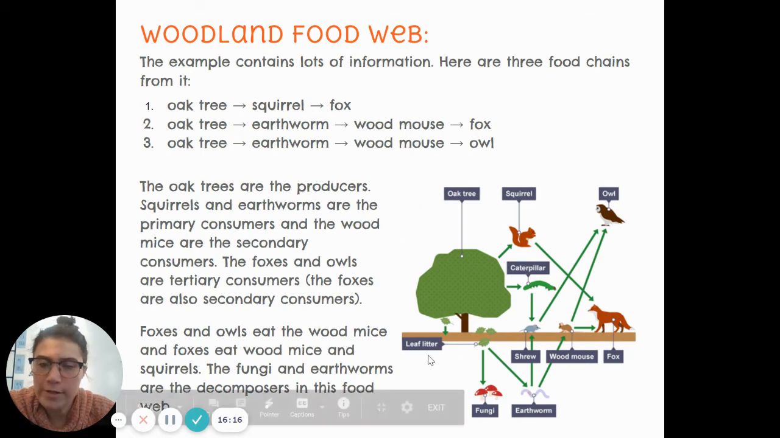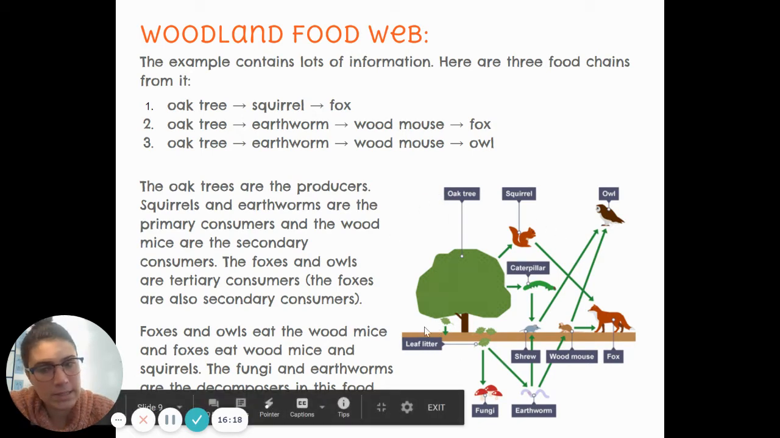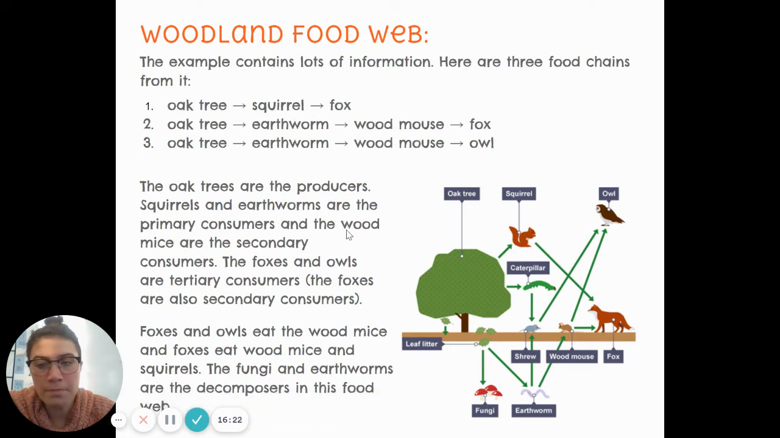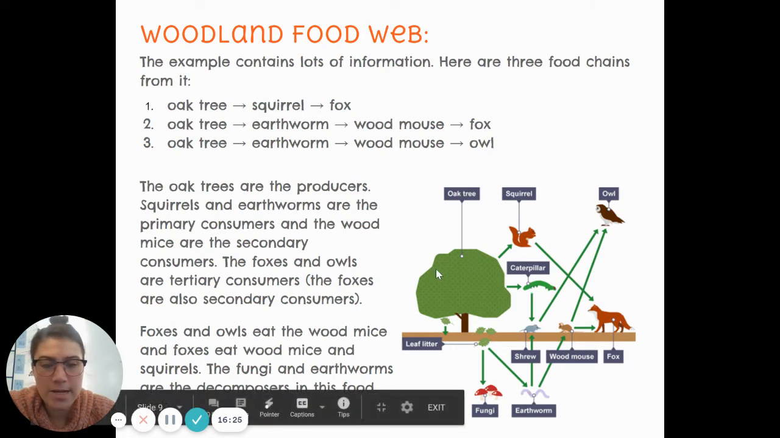And we know that the oak tree is our producer because it is a plant. The squirrels and the earthworms are our primary consumers because they are the ones eating the producers. Then we have our secondary consumers, which is the wood mouse, because the wood mouse eats the caterpillar or the earthworm. And then we have our tertiary consumers, which eat the secondary consumers. So it just goes in a line, and there could be multiple of each.